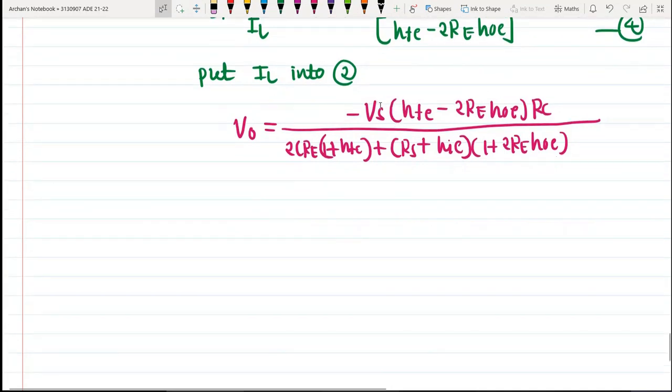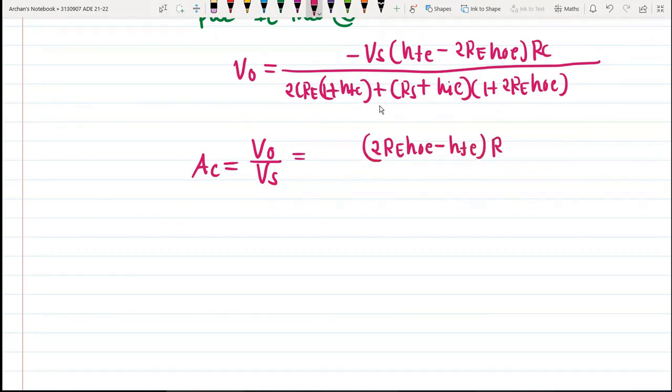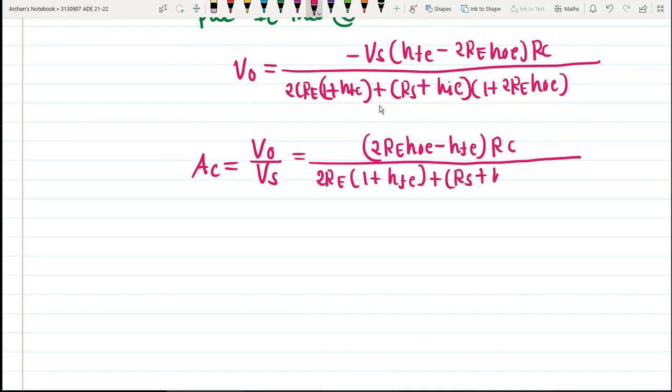Okay, so now we have this V0 and on the right hand side of the equation we have Vs. Just bring that Vs to the right hand side so that we will get the AC, which is nothing but the ratio of V0 by Vs, and it is equal to (2RE HOE minus HFE) into RC upon 2RE into 1 plus HFE plus RS plus HIE into 1 plus 2RE HOE.